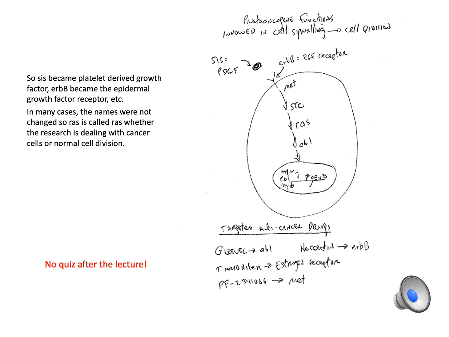Another one that came out is called Herceptin, which binds to ERB, or the epidermal growth factor receptor, which is defective in many breast cancers. Tamoxifen is another one which binds to the estrogen receptor. We talked about that earlier, when we talked about gene expression. And there's a whole series of other ones. I'll just give you another example. This one, PF-2341066, is a drug that interacts with the mutated MET gene. So these are targeted drugs for targeted anti-cancer therapy.